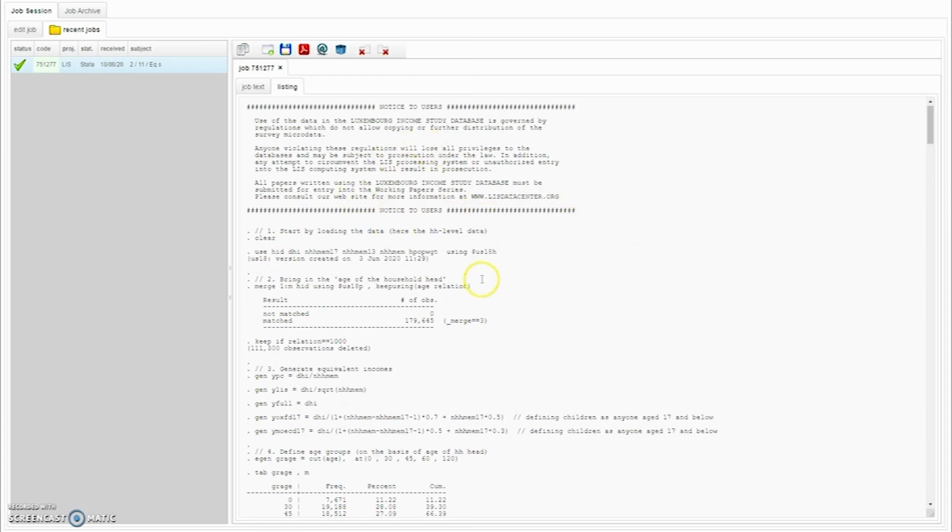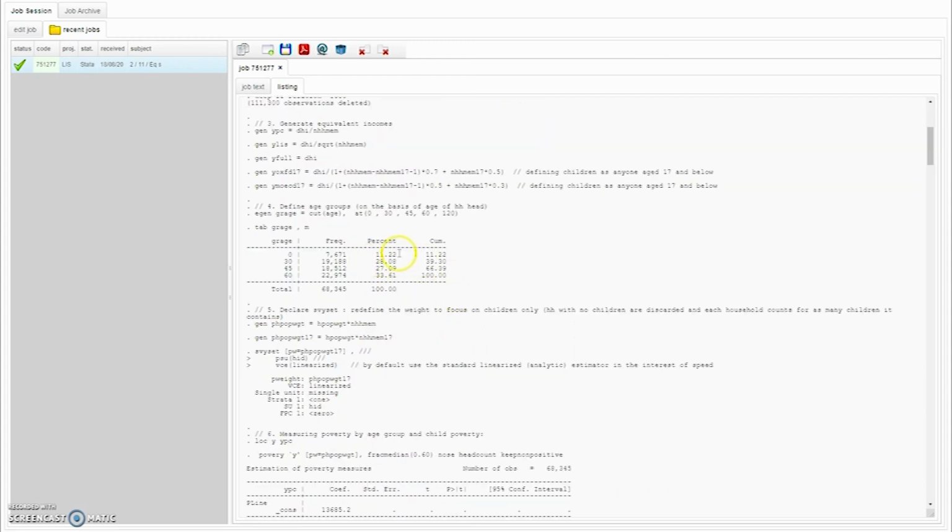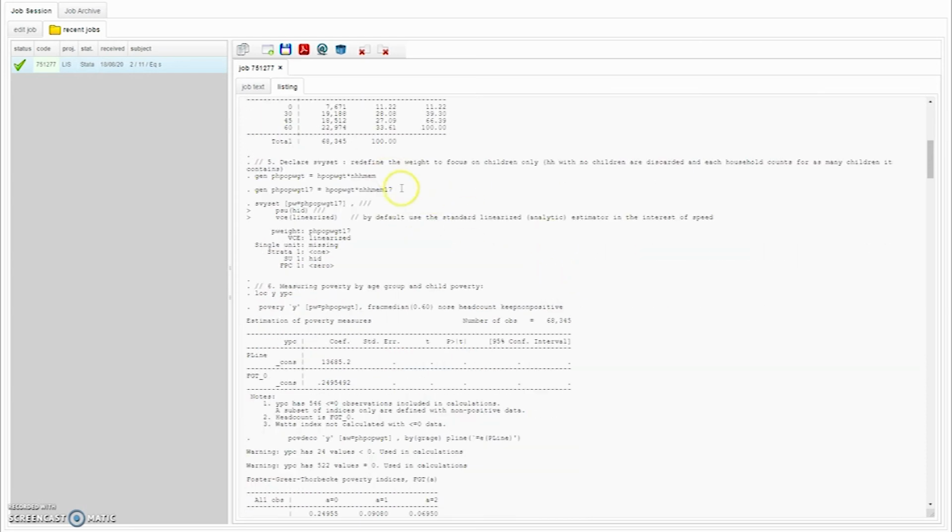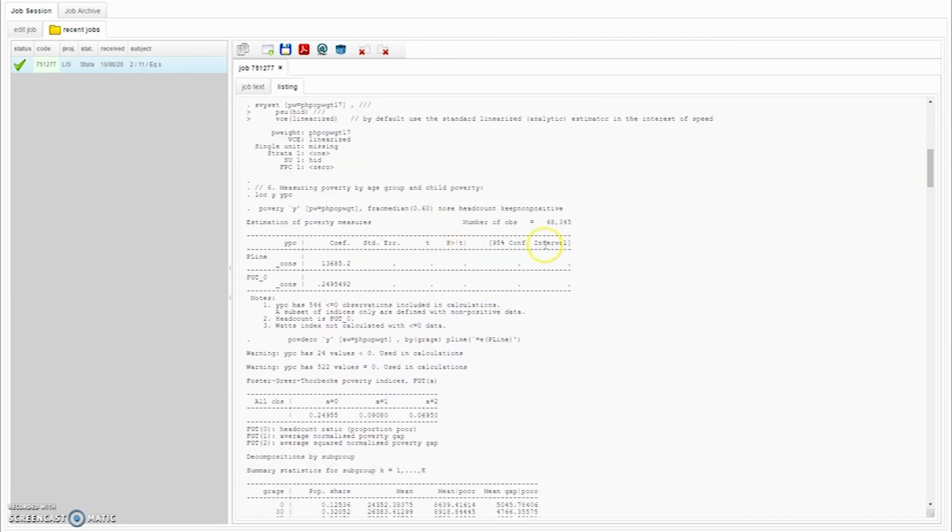So what do we get? Well, we have here 11% of households that are headed by a person aged less than 30, 28% headed by someone aged 30 to 44, 27% headed by people aged 45 to 59, and 33% of the sample that's headed by someone aged 60 or above. And let's focus on those two extreme age groups. Okay, that's the SVY set declaration.